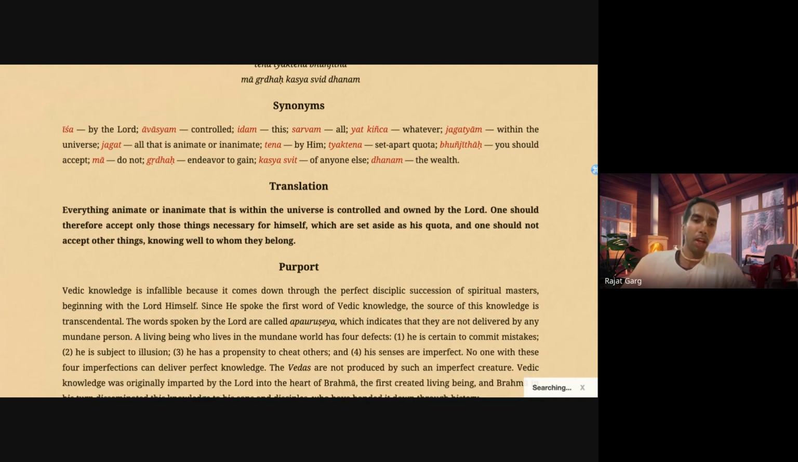Everything animate or inanimate that is within the universe is controlled and owned by the Lord. One should therefore accept only those things necessary for himself which are set aside as his quota, and one should not accept other things knowing well to whom they belong.